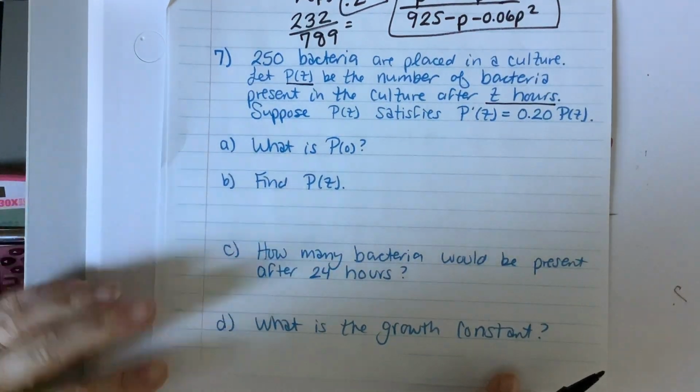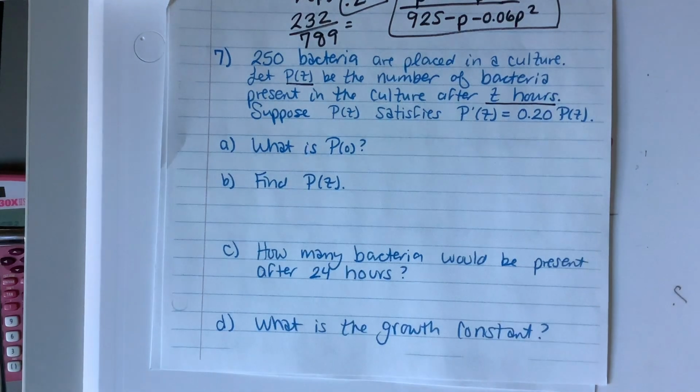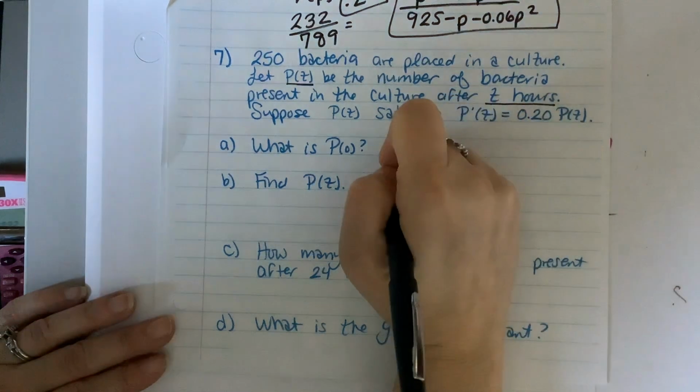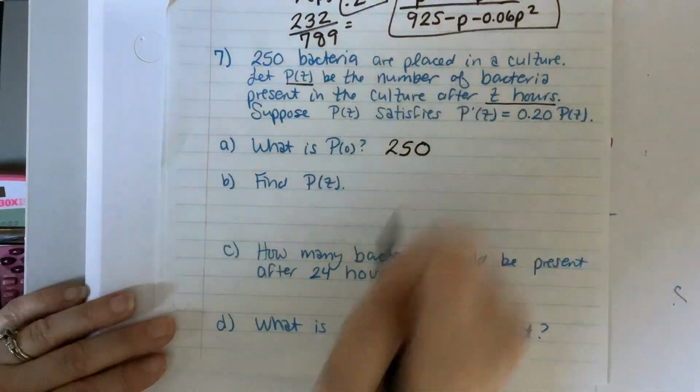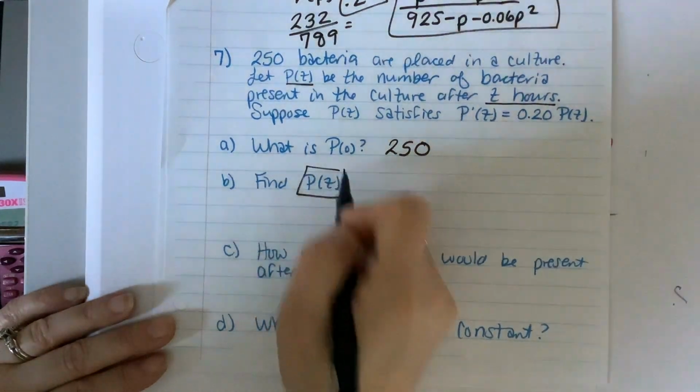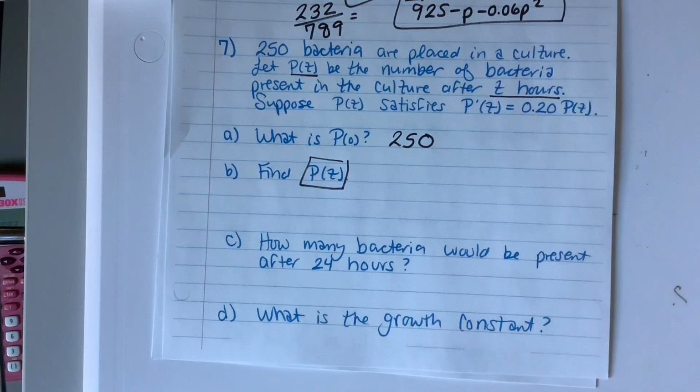Okay, so the question, what is P sub 0? P sub 0 means at a time of 0, how many do you have? 250. That's all that it is. Find P of T. P of T is a formula that you could use to figure out the number of bacteria.